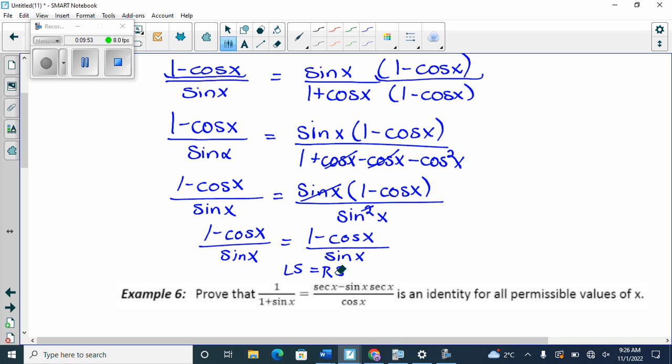So you're trying to make sides match, right? So 1 minus sine squared x is cos squared x. It could be better used as 1 minus sine x times 1 plus sine x, depending on what the other side looks like. Okay? Example 6, I'm going to get you to try on your own.